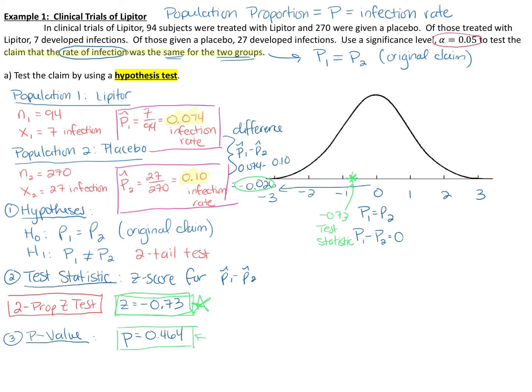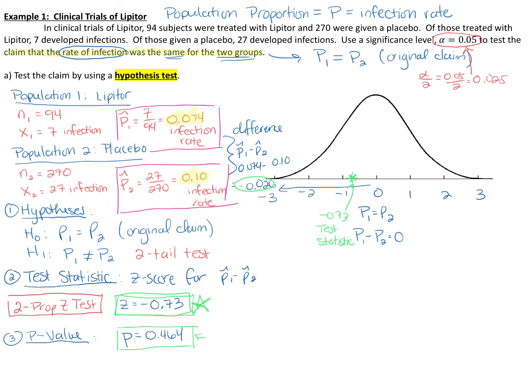Since we're testing at a significance level of 0.05 and we have a two-tail test, this means that our critical region is going to be in the left tail and the right tail, where that significance level is split equally. So if I take alpha and divide it by 2, 0.05 divided by 2, I have a critical area of 0.025 on the left and 0.025 on the right.